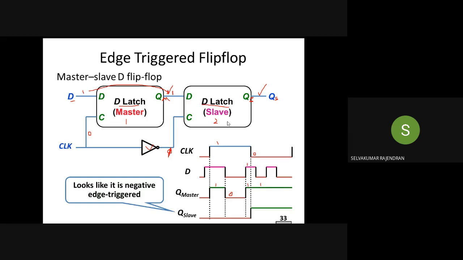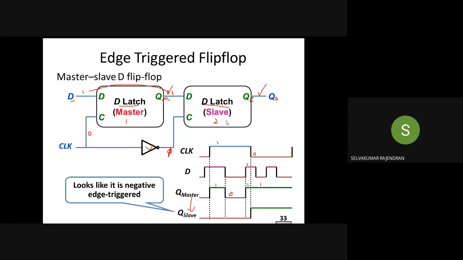Right? Because input for this slave stage is Q master. So this is the input for slave, and this is the slave output. This input for slave stage is fixed at logic 1, so output of Q slave is also fixed at logic 1.